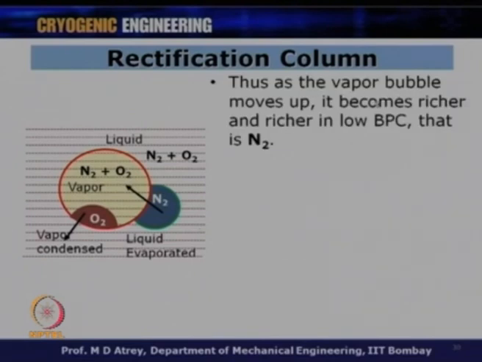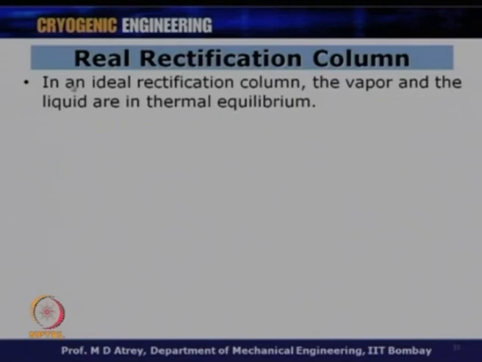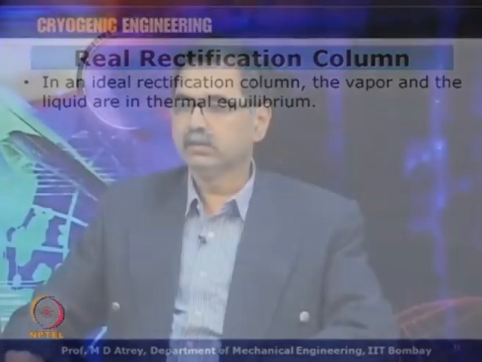Thus, as the vapor bubble moves up, it becomes richer and richer in the low boiling component, that is nitrogen in this case, and as the liquid moves down, it gets richer and richer in the high boiling component, which is oxygen in this case. Now, in an ideal rectification column, the vapor and the liquid are in thermal equilibrium. That is what we just talked about earlier. We showed that at thermal equilibrium, the vapor and the liquid on the same plate will have the same temperature.